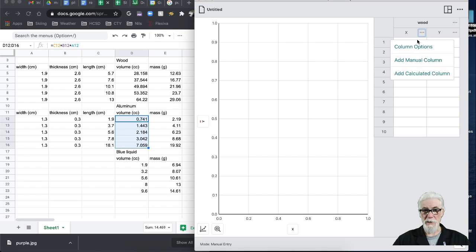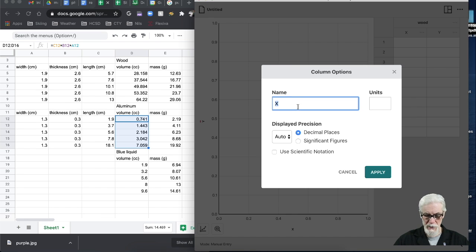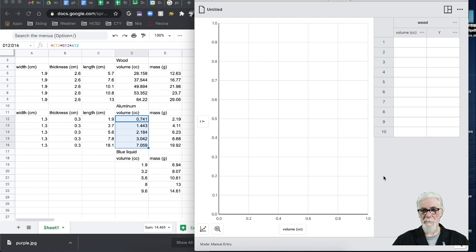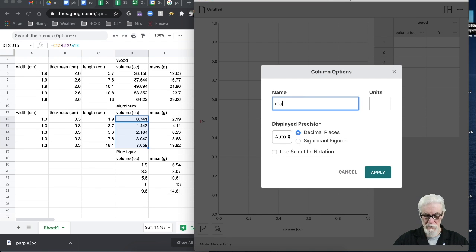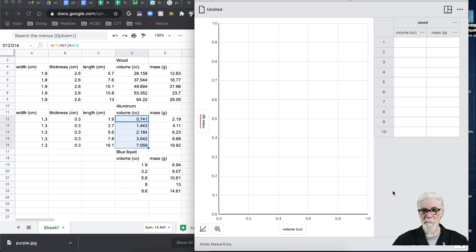The horizontal axis is going to be the independent variable, which is the volume. So I'm going to click column options, and I'm going to change from X to volume. The unit we were using is cubic centimeters, cc's. Now click apply. The vertical axis, the dependent variable, that is the mass. And we were measuring that in grams, so I'll put a G for that.